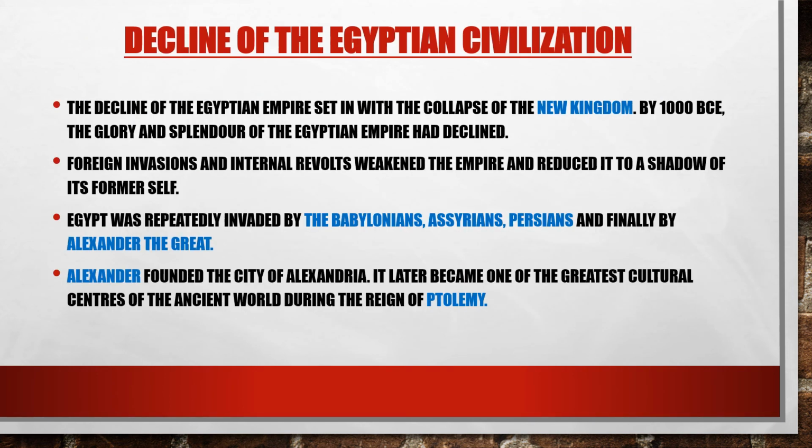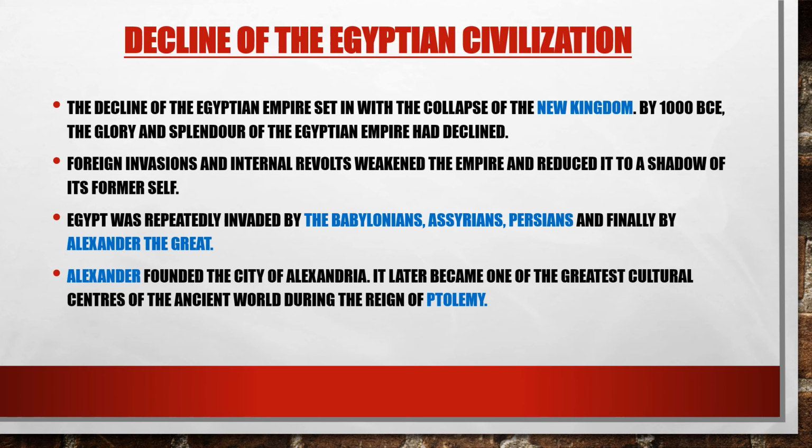Decline of the Egyptian civilization. The decline of the Egyptian empire set in with the collapse of the New Kingdom. By 1000 BCE, the glory and the splendor of the Egyptian empire had declined. Why? Because foreign invasions and internal revolts weakened the empire and reduced it to a shadow of its former self. Not only this, Egypt was repeatedly invaded by the Babylonians, Assyrians, Persians, and finally by Alexander the Great.